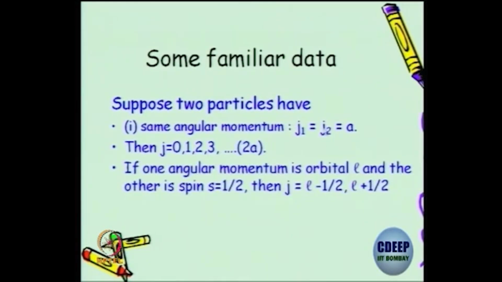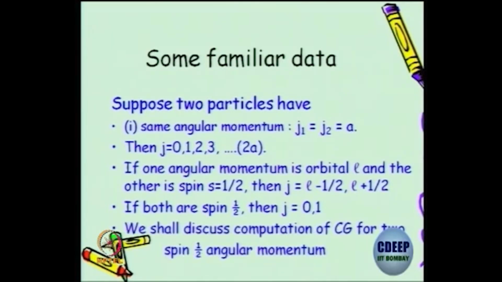If one angular momentum is orbital and the other one is spin, then what is the range? Spin is just half. J1 plus J2 is L plus half. You have to go in steps of 1 to J1 minus J2, which is L minus half. The difference between these two is only a step of 1. So only two possibilities. The total angular momentum J, when you couple orbital angular momentum to the spin half, has two possibilities. If both are spin half, by the same argument, if you put A to be half, then it is 0 or 1.